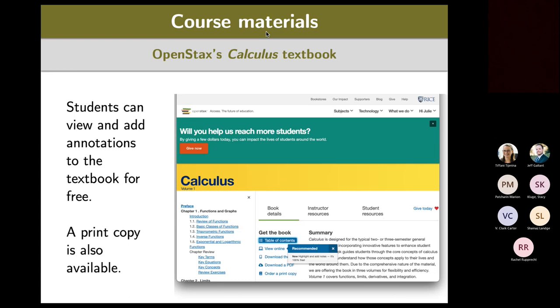As for the textbook, we're using the OpenStax calculus textbook. Of course, it's free. They just added a feature where you can take notes on the textbook for free also. A print copy is available. A student not in my section who was visually impaired requested a Braille copy of the textbook. I'll say a little more about visually impaired students in a little bit, but a Braille version is available, but takes a while to get a hold of. It takes like 30 days to get, so that's something to keep in mind with these open source materials.